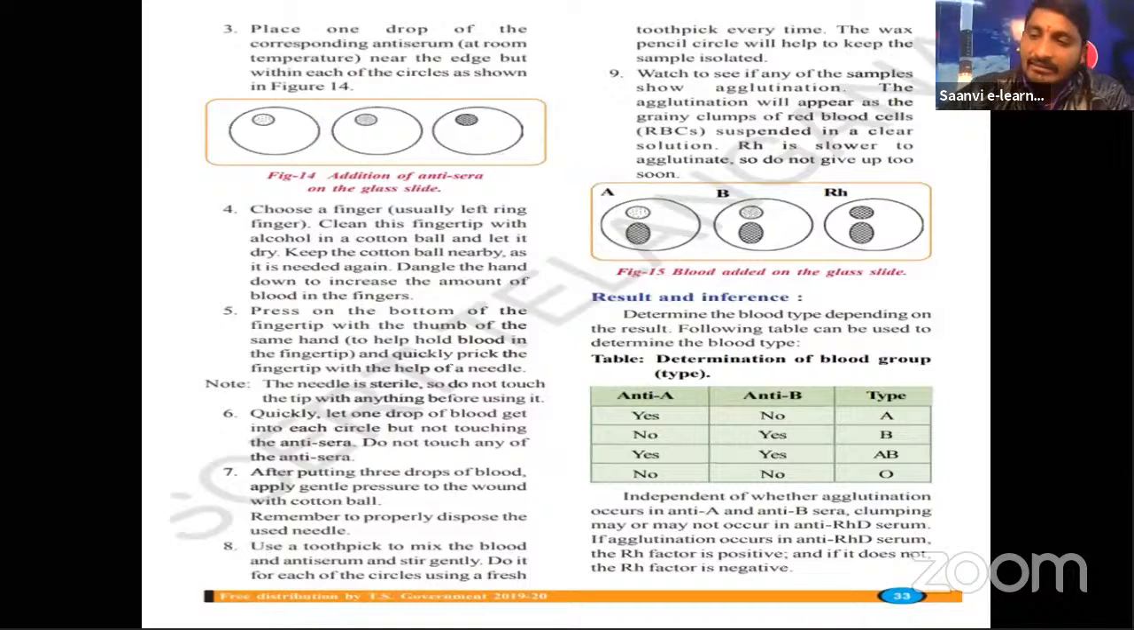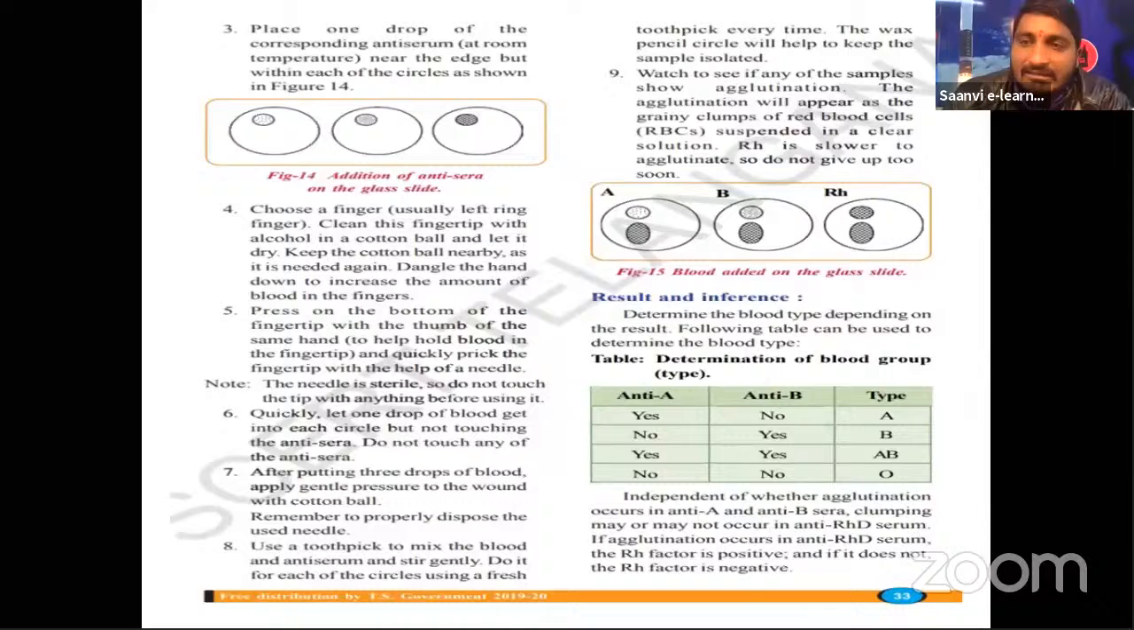And as I told you, RH is a rhesus factor. Rhesus factor is an inherited protein found on the surface of red blood cells. Blood that has the protein is RH positive, and blood that lacks the protein is RH negative. So RH is nothing but rhesus factor.